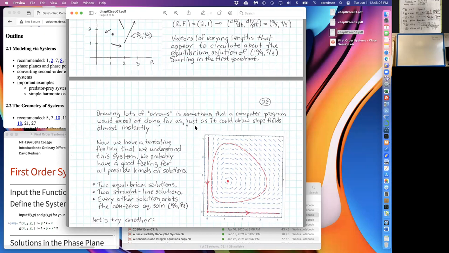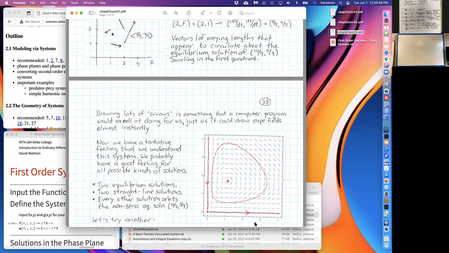Let's get our terminology straight. Phase plane is the place where the action happens. Phase portrait is the action that's happening in the phase plane. And by that, I mean that apparently this problem is simple enough that it can be completely described by two equilibrium solutions, two straight line solutions, and one notion called cycling. These red drawing curves are enough to tell you everything that's happening in the system.